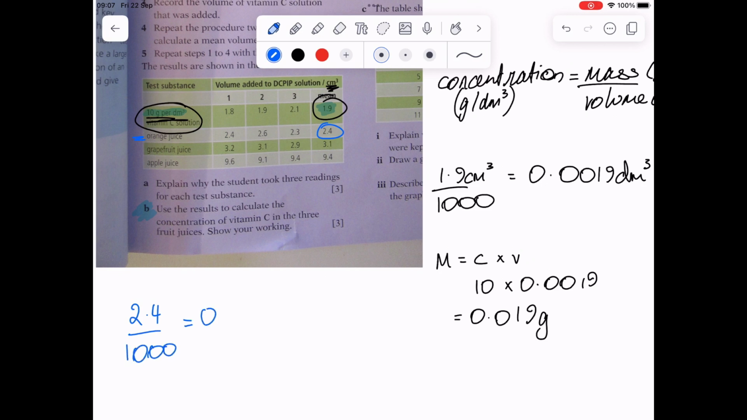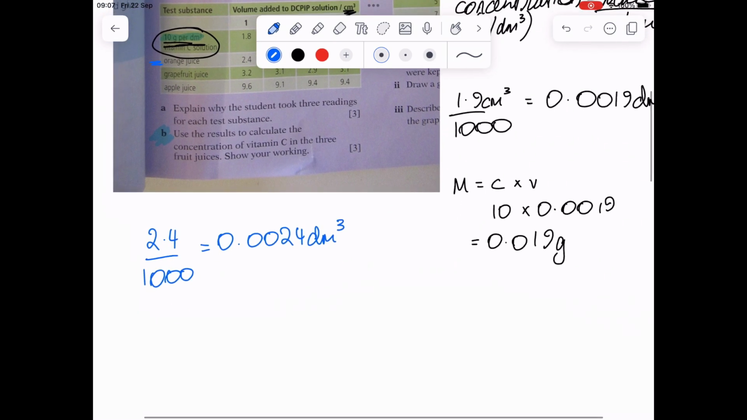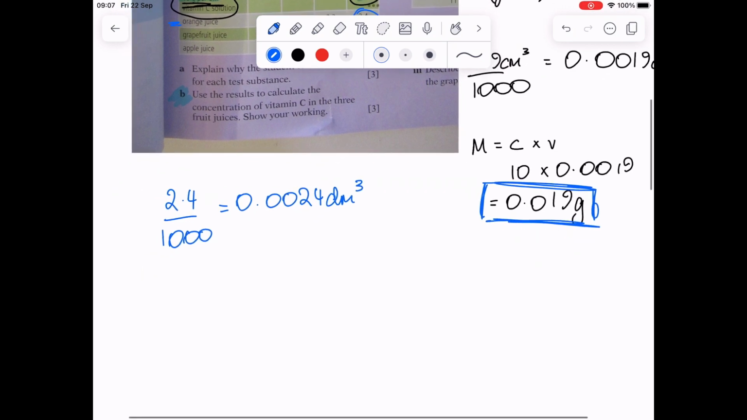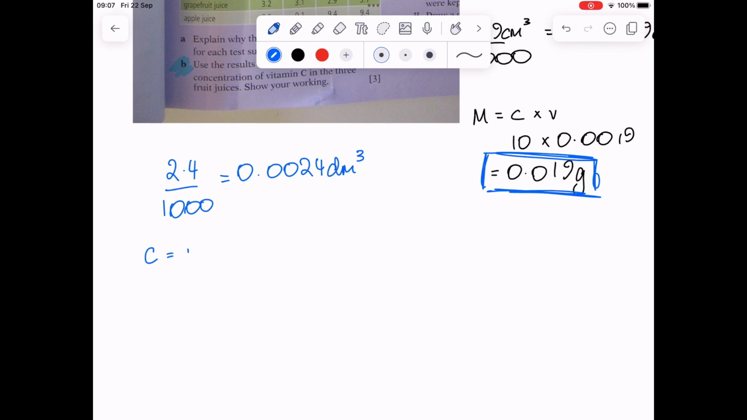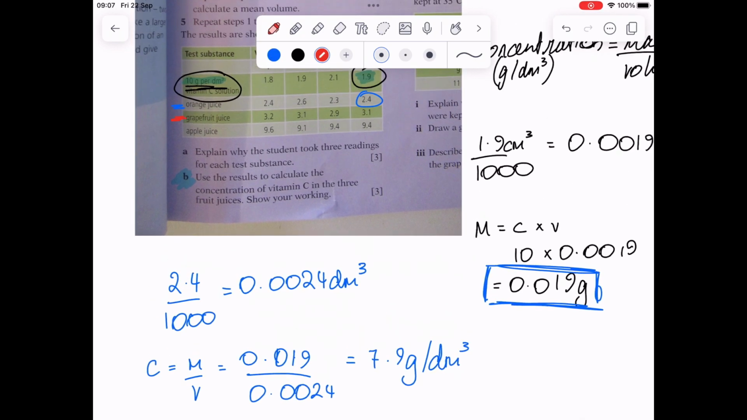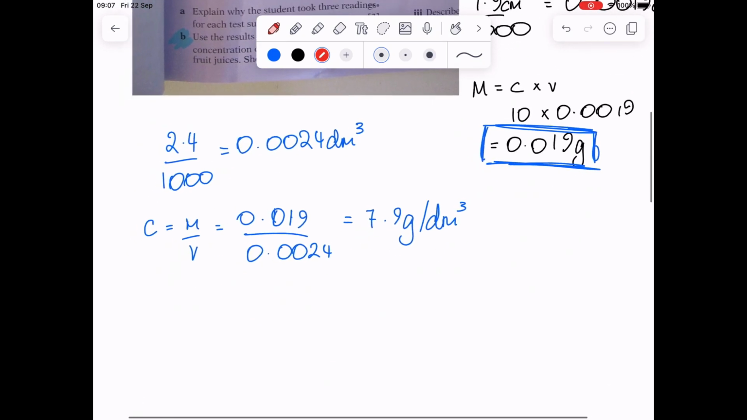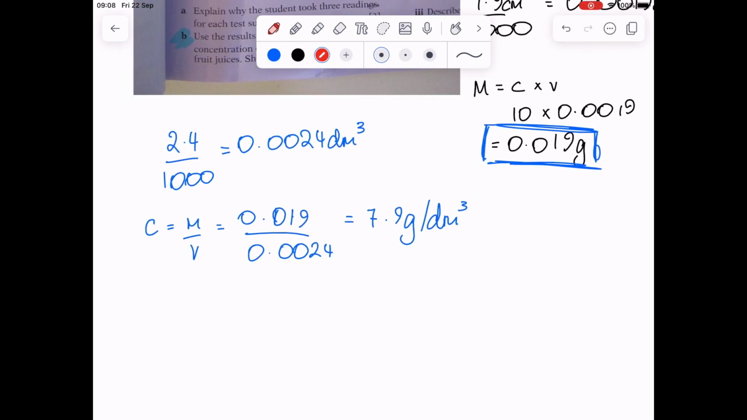First of all, we have to convert our volume into dm cubed instead of cm cubed. And then what we're going to use is the original equation, concentration equals mass over volume, to calculate the concentration of the juice. Remember, we know that we're going to need 0.019 grams. That is the mass that's present in that orange juice. So we're going to do 0.019 divided by the volume, 0.0024 dm cubed, and that will give us a concentration of 7.9 grams per dm cubed.